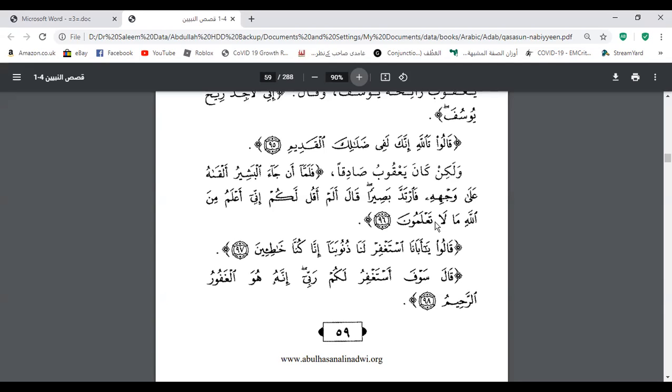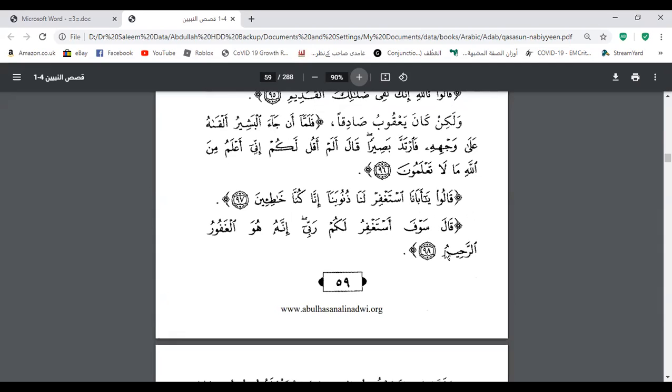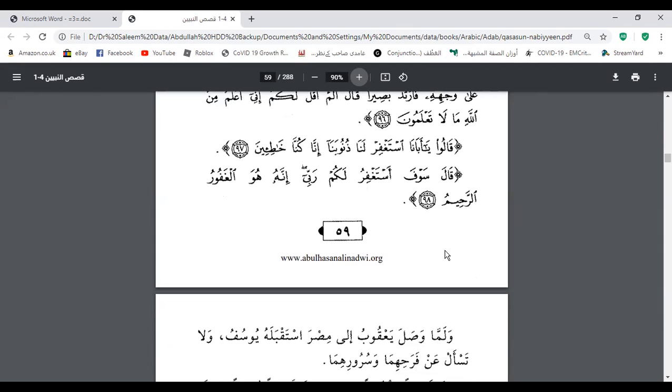We were at mistake. He said, Yaqub alayhi salam, Sawfa astaghfiru lakum rabbi, very soon I will seek forgiveness for you from my Lord. Innahu huwa al-ghafur rahim. Indeed, he is the most forgiving, most merciful.